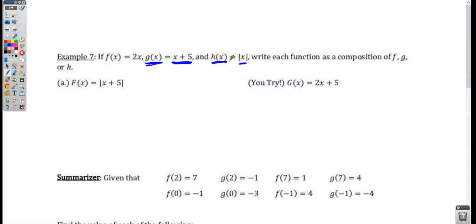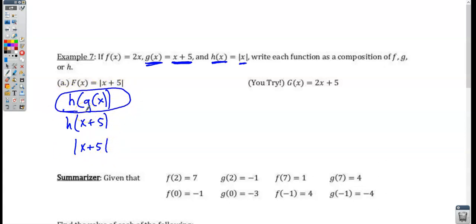So the only question is what order we apply those functions. The last thing we're doing when we calculate the value of capital F here is taking the absolute value. And so that's going to end up being our outer function when we write this as a composition. And so I'm going to go ahead and write this. This is going to be h of g of x. And just to confirm, if we put g of x in here, this becomes h of x plus 5. And then we put x plus 5 into the function h, and we get the absolute value of x plus 5. So this is how we write example 7.